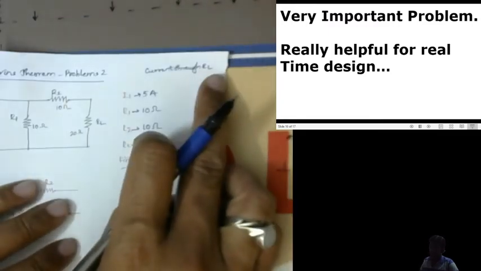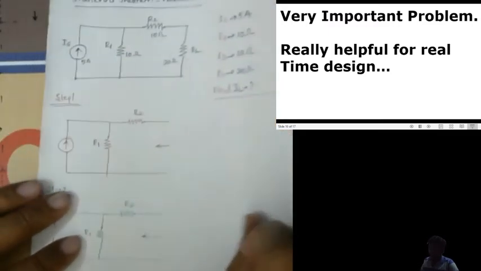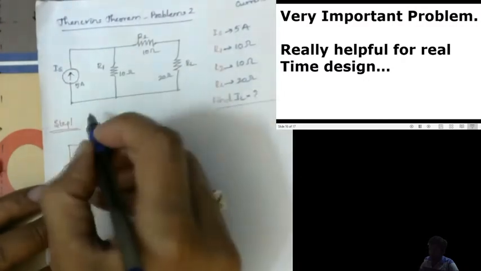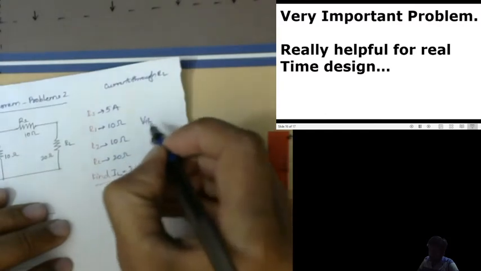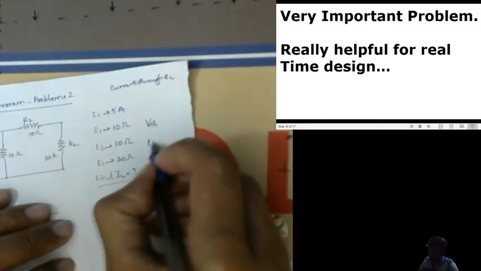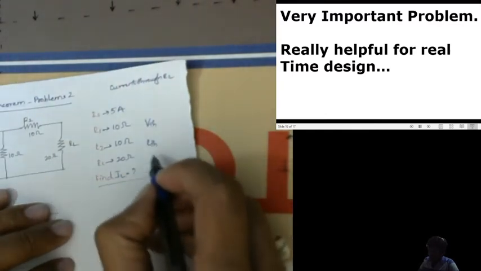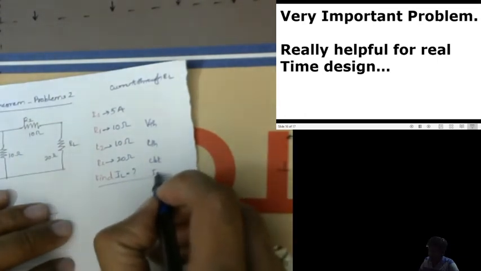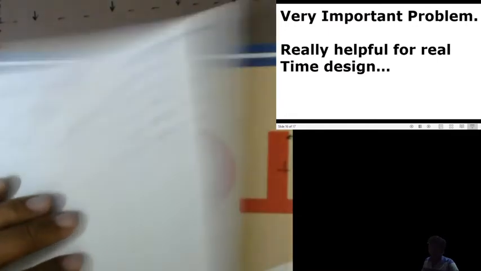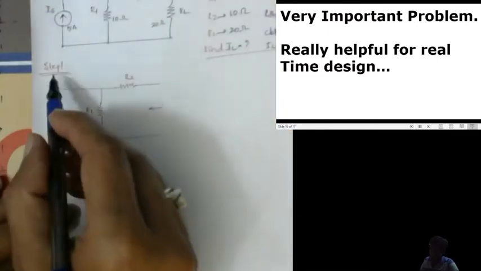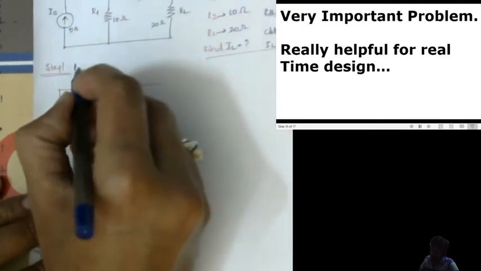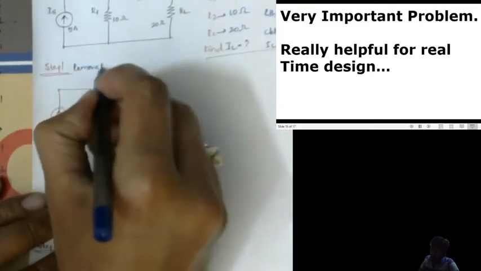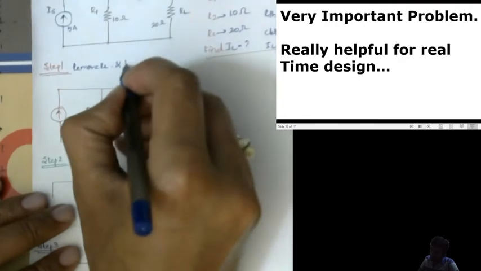In order to find the current through load RL, first you need to find VTH, and also you need to find RTH. Then you draw the circuit, and then you can find the load current IL. Okay, first, step number 1: remove RL and find VTH.